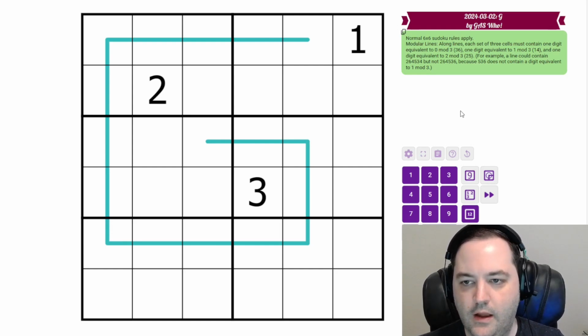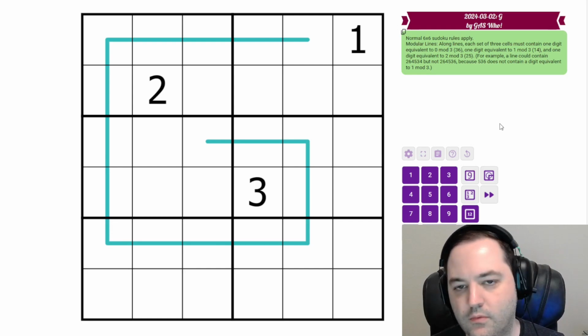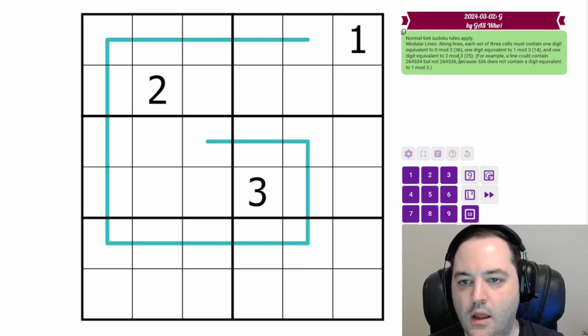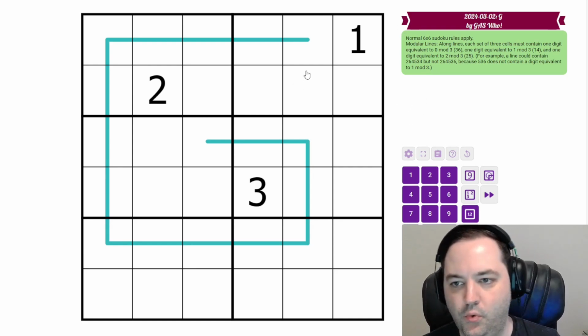So when we divide the digits from 1 to 6 by 3, it splits them into 3 groups. One group has a remainder of 0, so 3 and 6 are just divisible by 3. One group has a remainder of 1, those are 1 and 4. We divide 4 by 3, we get 1 with a remainder of 1. And then the other 2 digits, 2 and 5, have a remainder of 2.